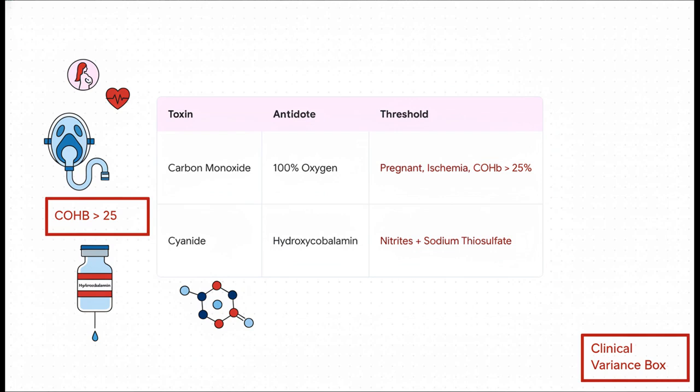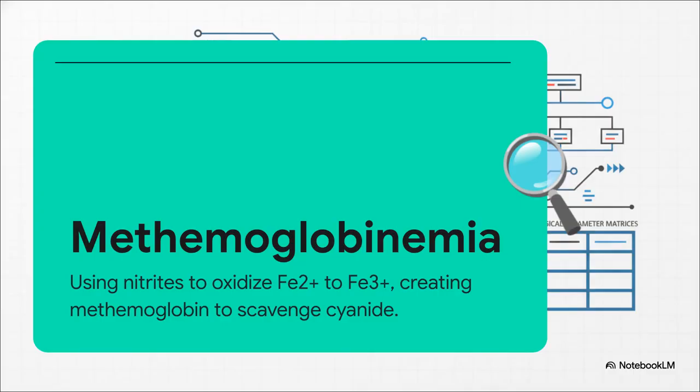You must memorize the hyperbaric oxygen triggers. Pregnancy, and that's because fetal hemoglobin has an even higher affinity for CO. Any signs of CNS or cardiac ischemia, or a carboxyhemoglobin level greater than 25%. For cyanide, the choice architecture forces you to immediately administer hydroxycobalamin to form cyanocobalamin, which the body can then safely excrete. But what if hydroxycobalamin isn't available?